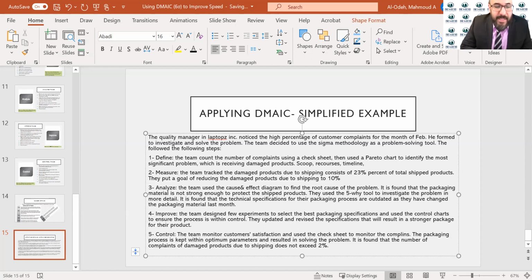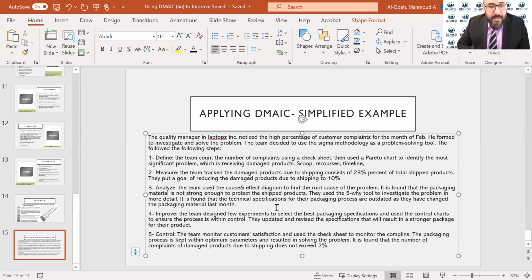In the analyze phase, the team used the cause and effect diagram to find the root cause of the problem. It was found that the packaging material is not strong enough to protect the shipped products. They used the 5 whys tool, asking why 5 times to investigate the problem in more detail. It was found that the technical specifications for their packaging process are outdated, as they had changed the packaging material last month.